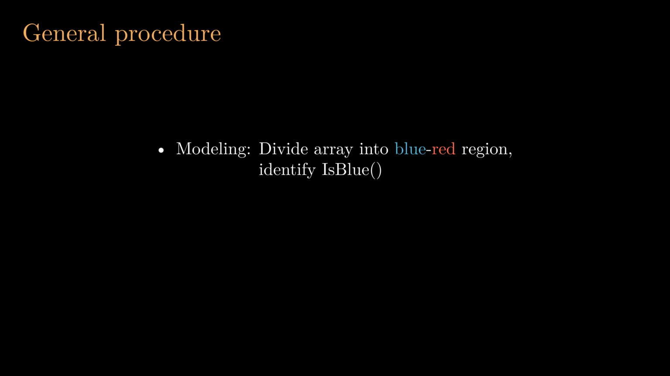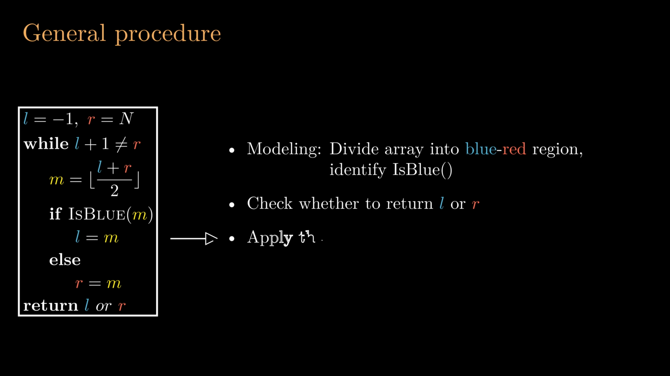Now, let's summarize the general procedure to solve a binary search problem. Firstly, we'll need to build a simple model. In other words, we need to divide the array into blue and red regions and define the function isBlue. Secondly, we will need to decide whether to return L or R. Then, we can simply follow the algorithm template. Finally, we can add some post-processing steps if necessary, depending on the application.